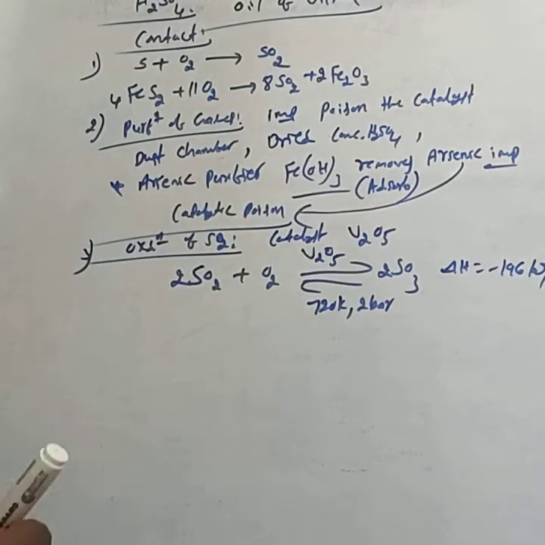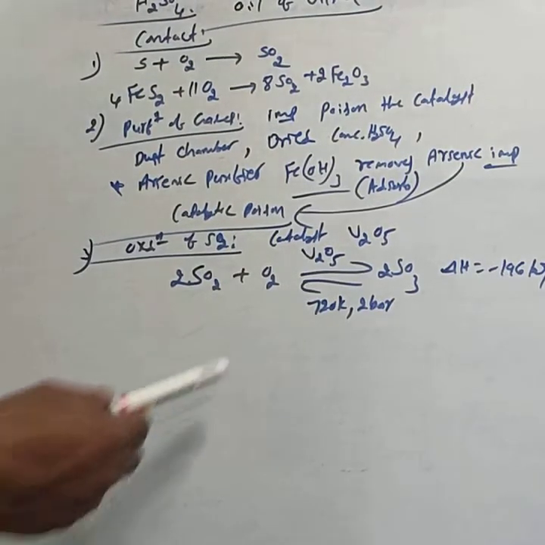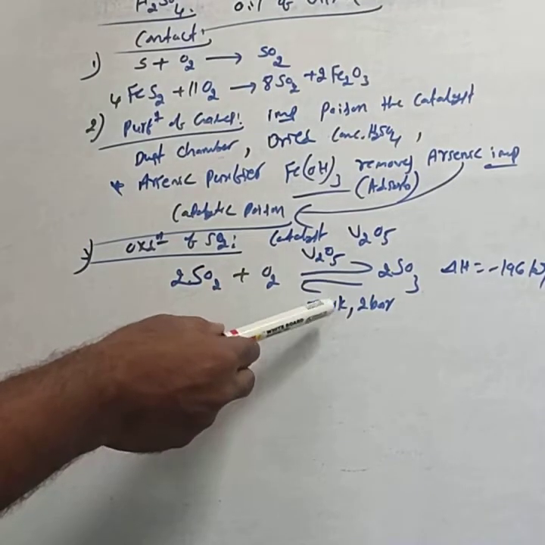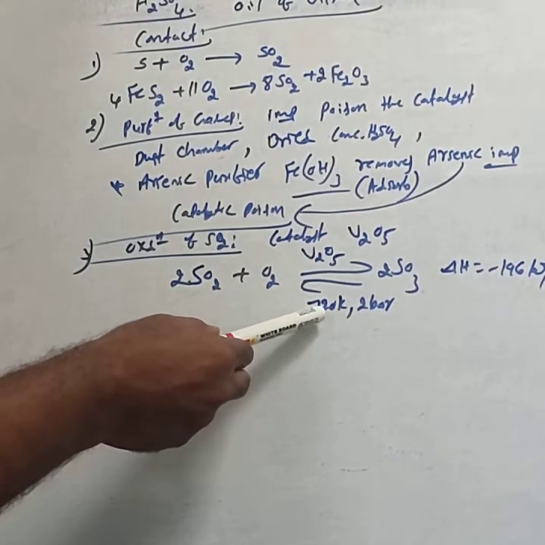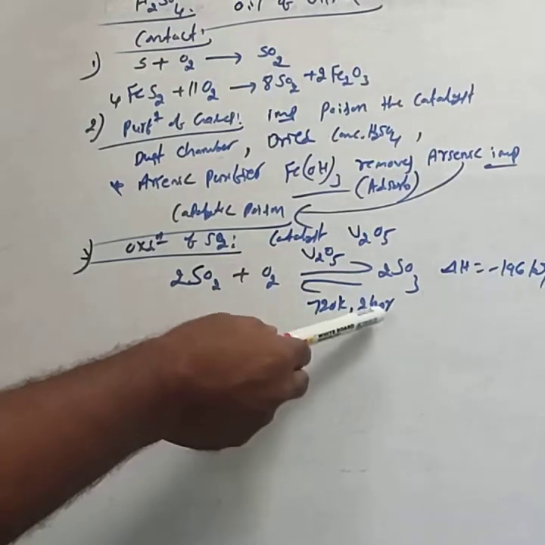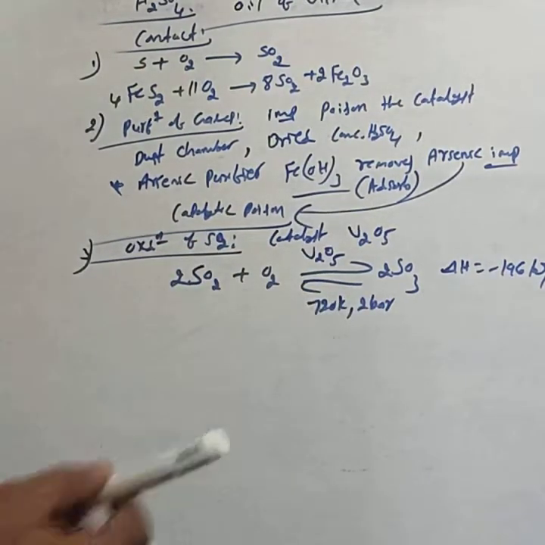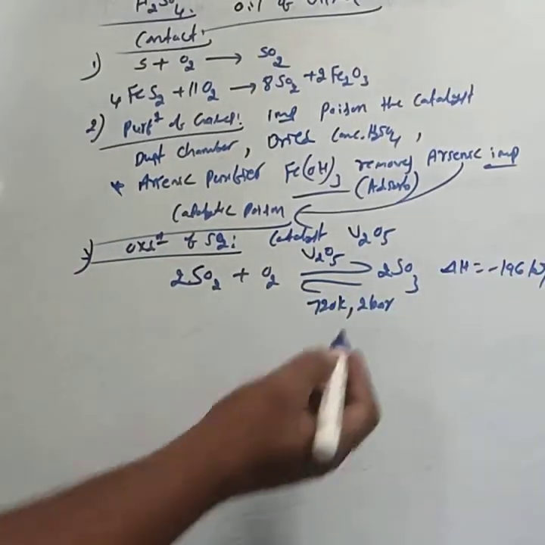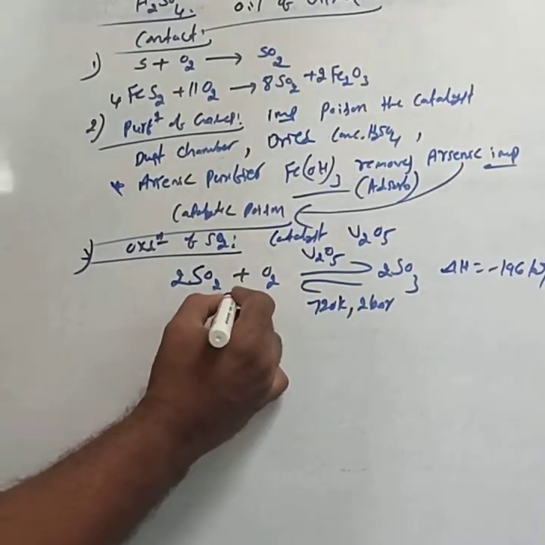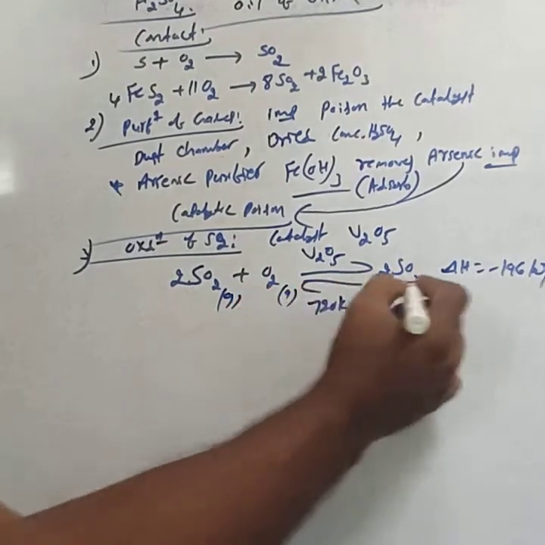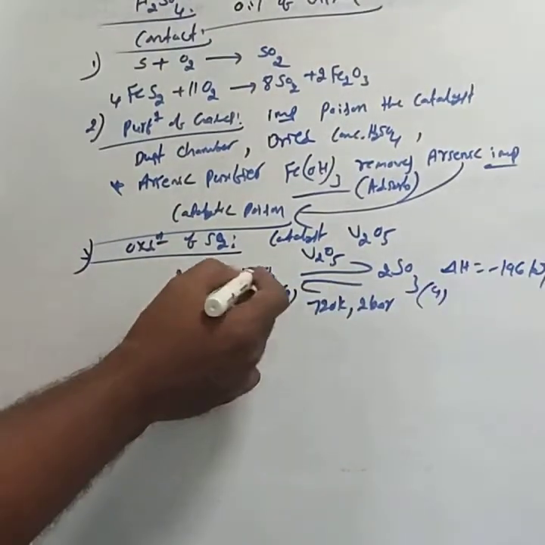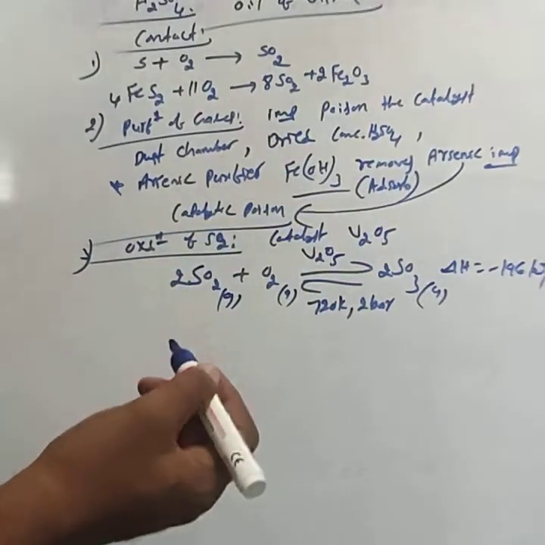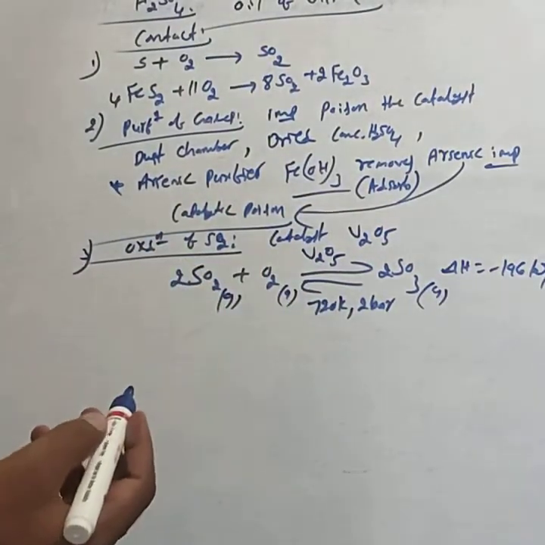Favorable conditions according to Le Chatelier's principle are vanadium pentoxide catalyst, a low temperature of 720 Kelvin, and a high pressure of 2 bar. Why low temperature? Because the reaction is exothermic. Why high pressure? Because in 2SO2 gas plus O2 gas giving 2SO3 gas, 3 gaseous moles are converted to 2 gaseous moles, so you have to maintain a high pressure.